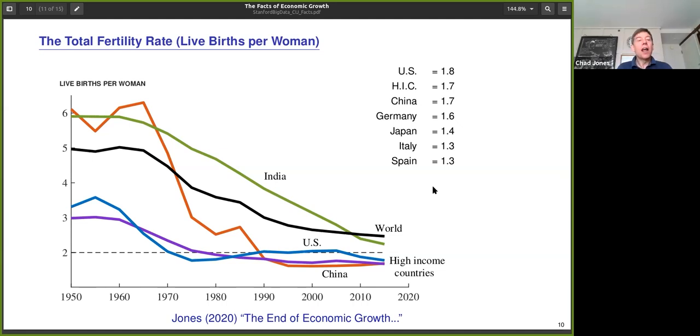It turns out all of the rich countries in the world have fertility rates below replacement. Okay, what do I mean here? How many kids does each woman have on average? And 2 kids per woman on average would be replacement. That would be maintaining a constant population. If you look at the high income countries as a whole, they have 1.7 kids per woman. The US is 1.8, China 1.7, Germany 1.6, Japan, Italy, Spain, even less.